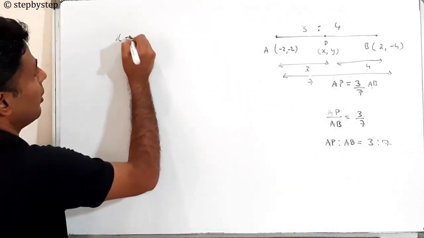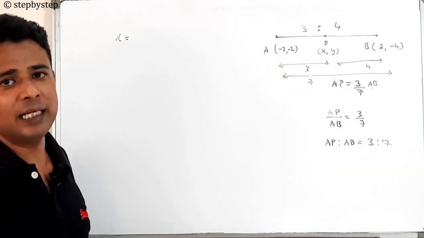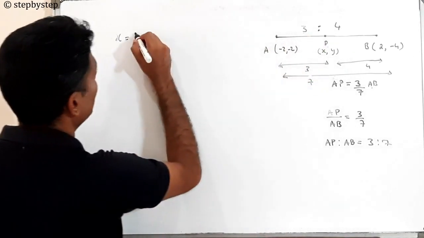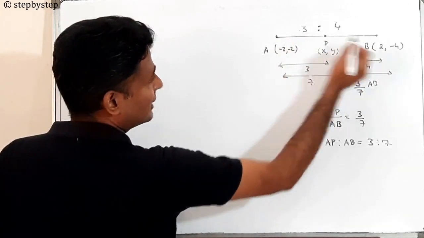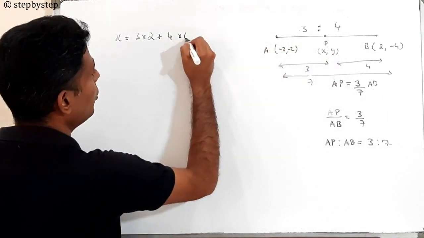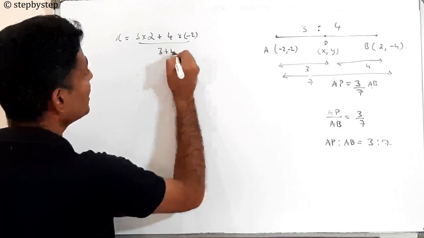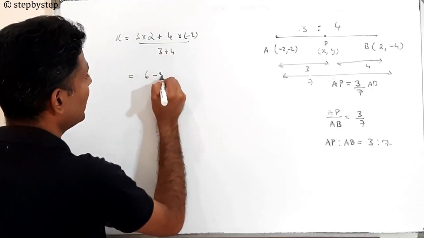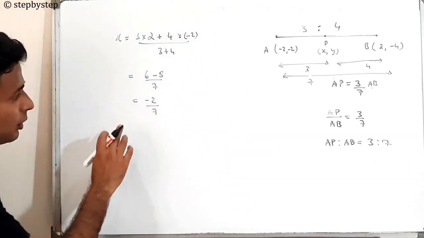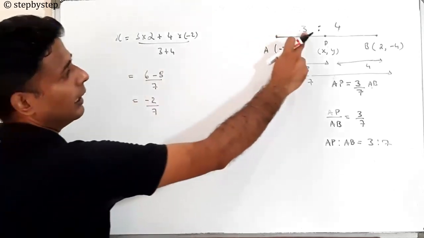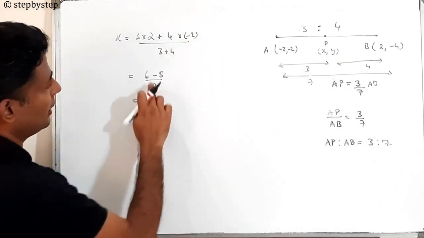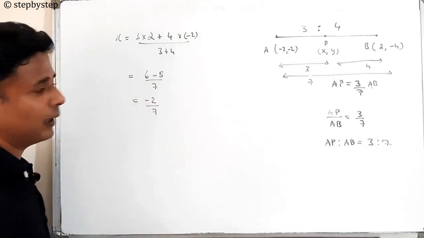Now let x be the x coordinate of point P. Directly using (m x2 plus n x1) by (m plus n), we can find the value. So m, that is 3, into x2, this side, plus n, that is 4, into this side, into -2, by 3 plus 4. So we get (6 minus 8) by 7, that is -2 by 7. Now we got a fraction as the coordinate. So I'll double check. m into x2 plus n into x1 by m plus n, correct? 6 minus 8 by 7, which is -2 by 7.